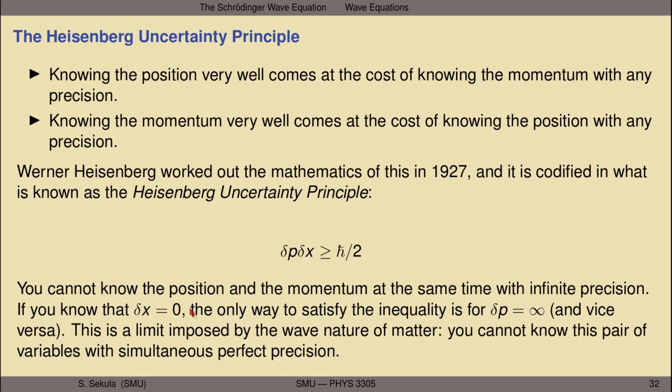It's unavoidable. You cannot know this pair of variables, x and p, with any simultaneously perfect precision. Now, of course, the why of this is buried deeply in things like the Fourier transform and in the algebra of matrices, that is, collections of numbers in multiple dimensions, which is another form of language that can be used to derive quantum mechanics, which is where we are essentially at now.